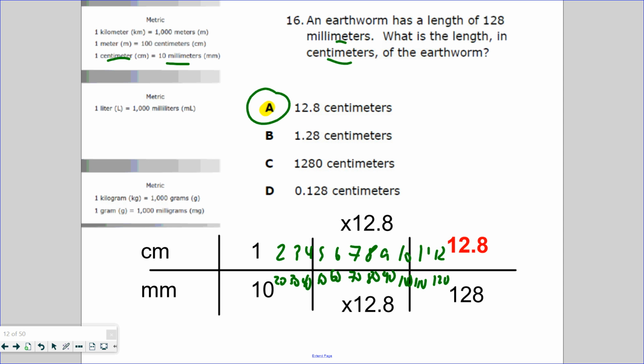Or maybe you want to do it this way. How many groups of 10 go into 128? About 12 times. That's why this one makes the most sense. 1 centimeter is 10 millimeters. We're looking for 128, so 1,280 doesn't make sense. Millimeters got to be bigger. Nope. So this one is reasonable.